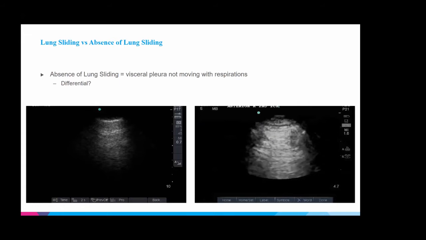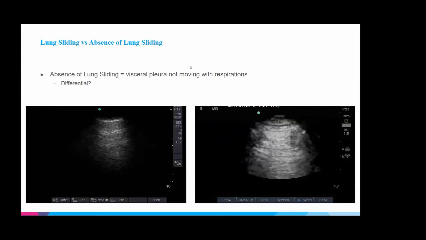The only other main thing to think of is if for whatever reason that area of the lung is not getting aerated, right? So if there's a reason for atelectasis there, let's say the patient has a right mainstem intubation and you're looking on the left, you may not see lung sliding because there's no movement of the visceral pleura with respirations in that situation.